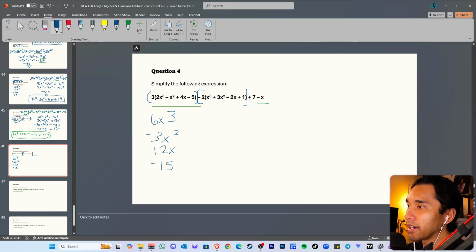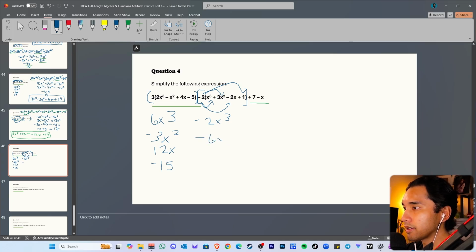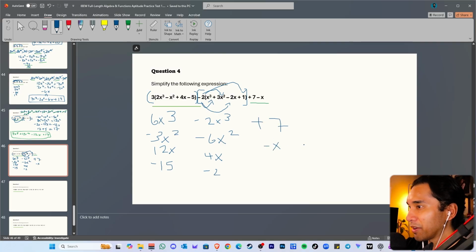So we have this right here. We're going to distribute this negative 2 to all these terms. That would be minus 2x cubed. Oops, I have so much trouble writing 3s. Negative 2x cubed, and then negative 6x squared, negative 4x, and then negative 2. Then we have the plus 7 and minus x. So we have everything written down here, right? This is just off the whim.